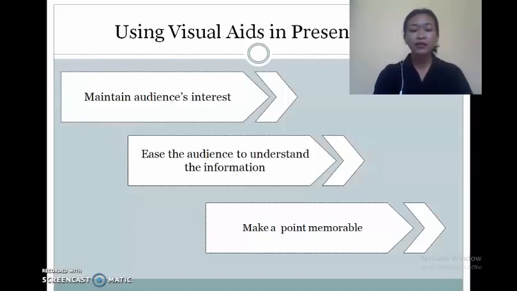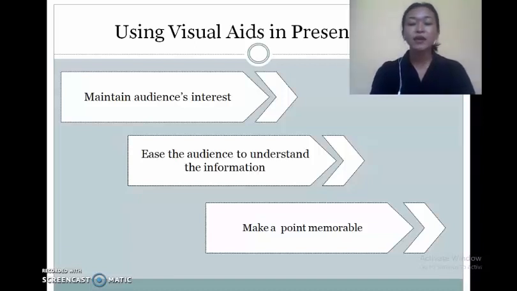The second one is helping the audience to understand the information. So visual aids will help the audience to get the whole information of your material, because visual aids provide an illustration of the material in a simple way, so the audience will be easier to understand your presentation.